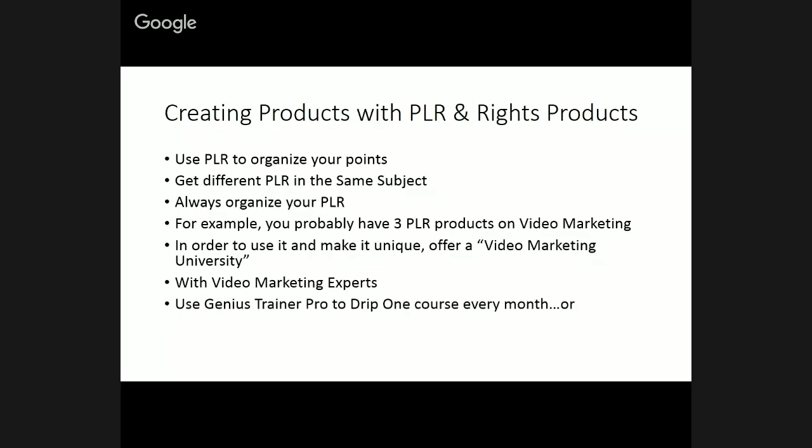Now, what you're going to do is use Genius Trainer Pro. You're going to section off each of those products into different sections, and you're going to deliver one section every month, right? So in other words, you use Genius Trainer Pro. Section 1 is going to be Video Marketing Blueprint, right? Section 2 is going to be delivered the next month, and it's going to be Video Marketing Domination. Section 3 is going to be Video Marketing Tools of the Trade. So in other words, what you're doing is you're giving people an education in video marketing, and you've done it with PLR, and you're getting that PLR in different categories, but yet you're getting it right.